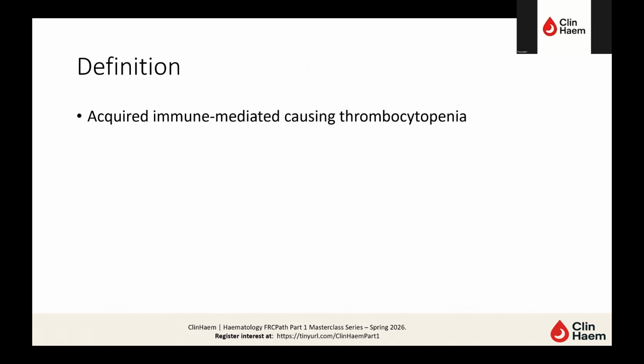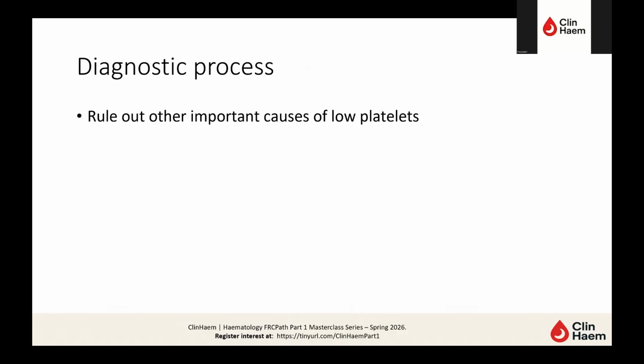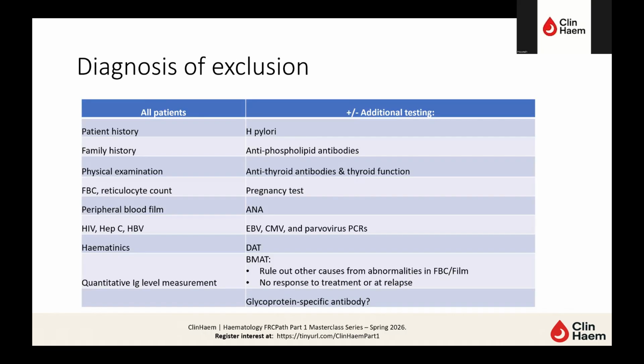I don't need to tell you the definition, but this can be newly diagnosed or persistent, which is 3 to 12 months, or chronic when it is more than 12 months. It is acquired immune-mediated thrombocytopenia. Diagnostic process, you rule out other causes for low platelets because ITP is a diagnosis of exclusion. And if you think this is ITP, you rule out secondary causes that can cause ITP, like secondary IHA.